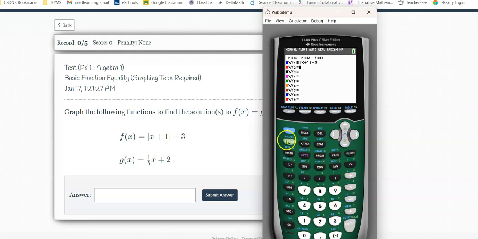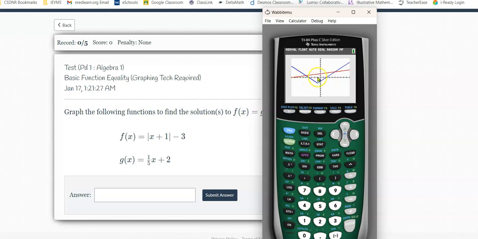My next one will be 1/5 with an x on the side, not in the bottom, plus 2. Go ahead and look at that graph. All right, yep, absolute values have a hard V shape, so I know I typed it right. And this one has a power of 1. X to the power of 1 is a linear function.